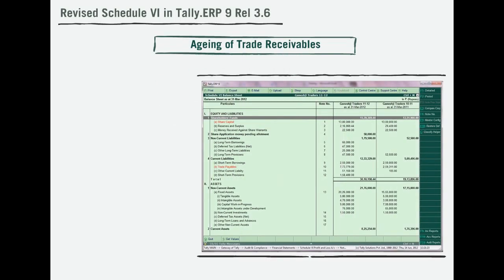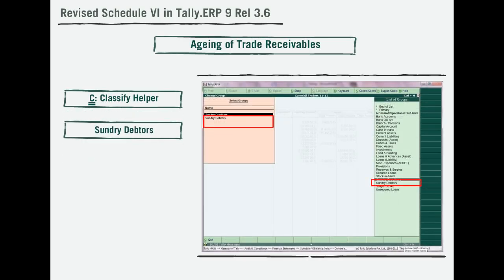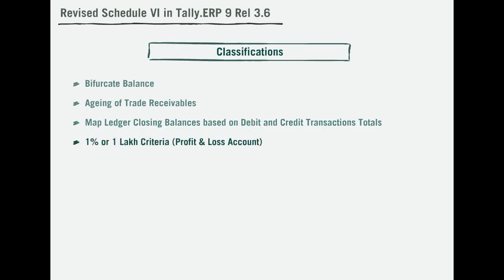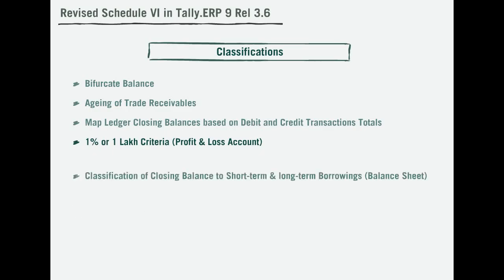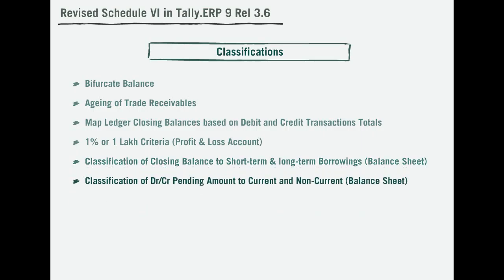What if you want to view aging of trade receivables based on due date instantly? In Tally ERP 9, you can quickly get this by pressing Classify Helper from Schedule 6 balance sheet. Just choose the Sundry Debtors group and set the parameter. Similarly, Tally ERP 9 provides you with other classification types such as map ledger closing balances based on debit and credit transaction totals, 1 person or 1 lakh criteria, classification of closing balance to short-term and long-term borrowings, classification of debit and credit pending amount to current and non-current.